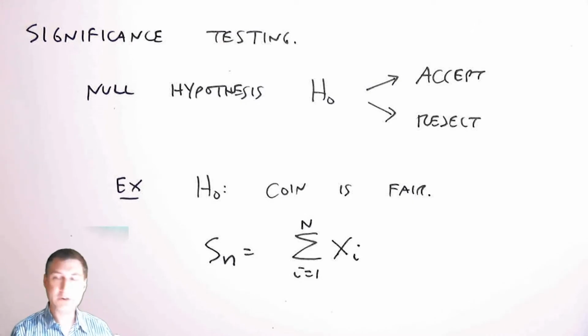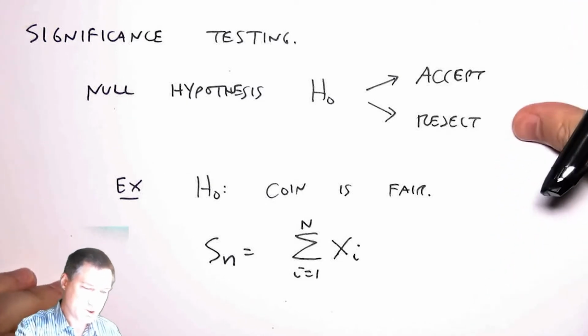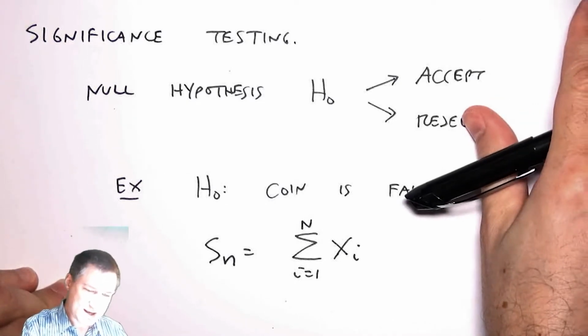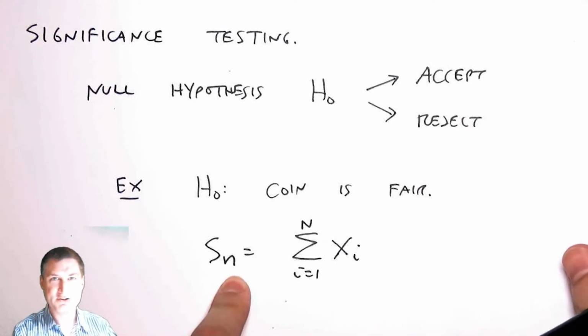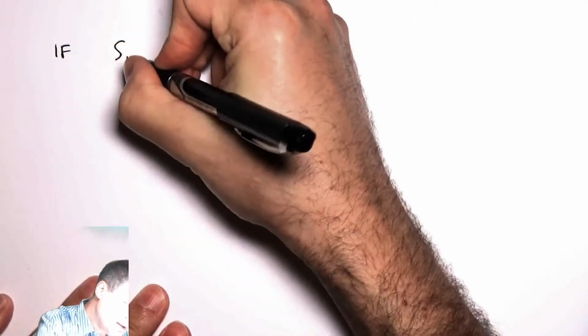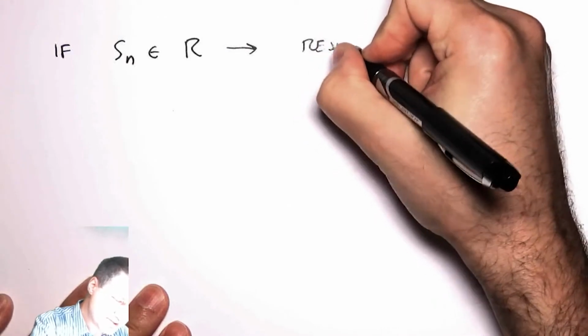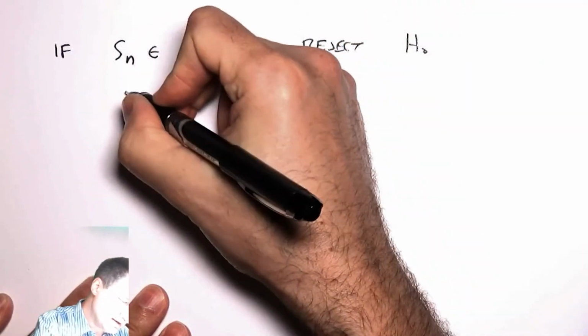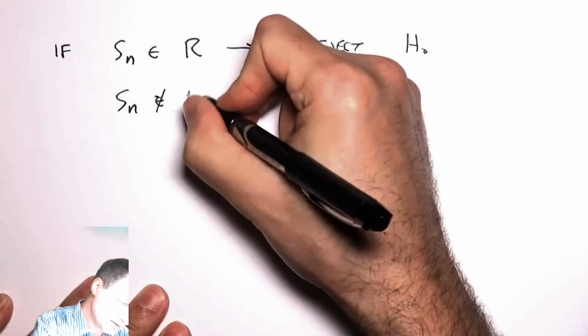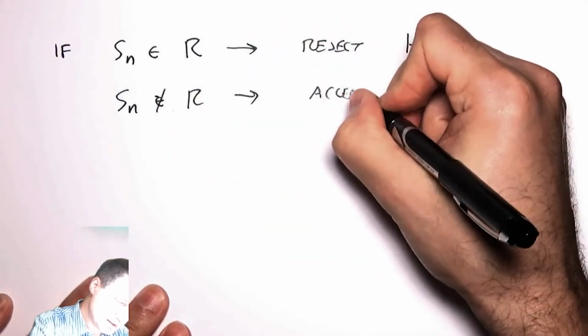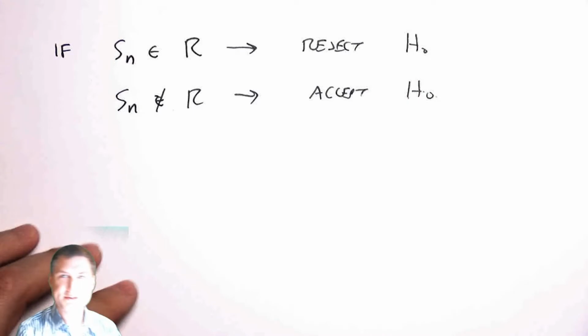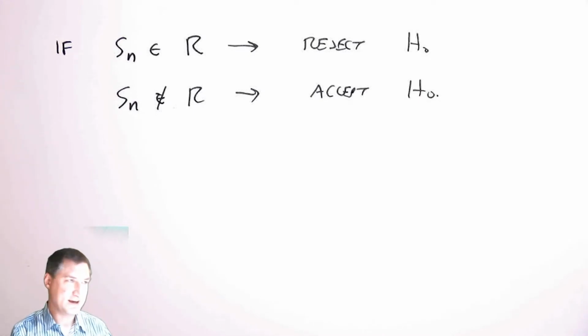So the idea is, how can we make a principled argument for whether we should accept or reject the null hypothesis? Okay. So to be a little more precise, the idea is that I'm going to look at this number and design a region, and I'm going to say, okay, if Sn is in the region, then I'm going to reject the hypothesis. And if Sn is not in the region, I'm going to accept the hypothesis, right? And this is kind of like a decision rule. It says, okay, if I'm in this category, reject. If I'm in this category, accept.